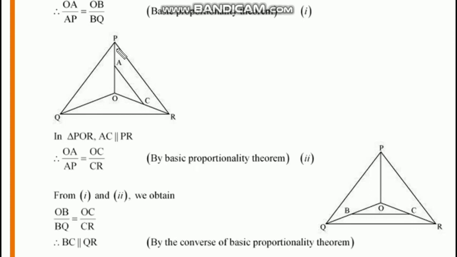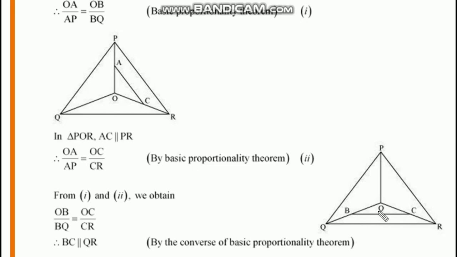So from 1 and 2 we know that the left hand sides are equal. Here OA by AP is common. So if left hand sides are equal, the right hand sides are also equal. So OB by BQ equal to OC by CR. So now we know that the line is dividing two sides in the same ratio.